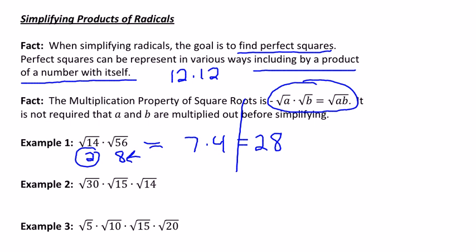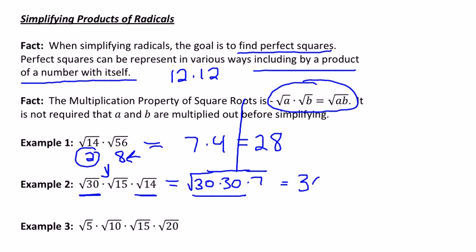Another way to do this is like example 2. And this is a way where you can get a little clever in that you see this 30, and you see that to make 30 from the 15, all you need is a 2. So we steal from the 14 a 2, and we end up with 30 times 7. Well, 30 times 30 is a perfect square, so we take the square root of that perfect square to get 30, and then 7 is a prime number, so we know we can't factor it any further.